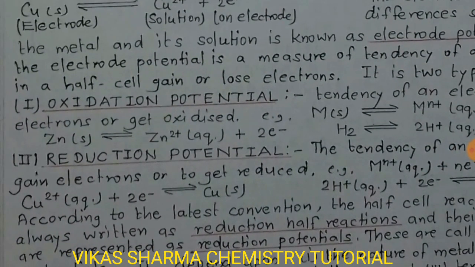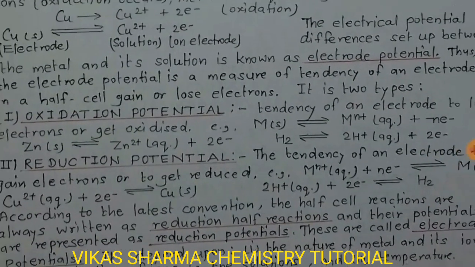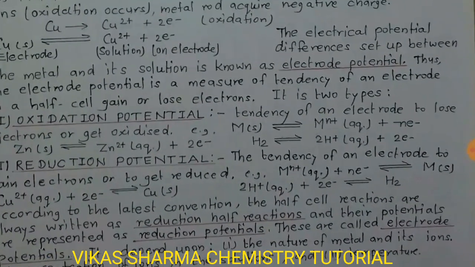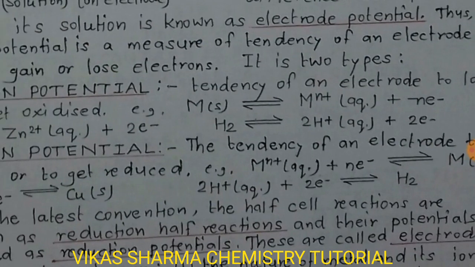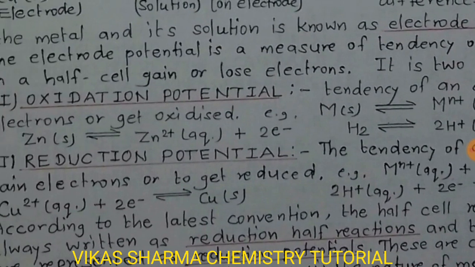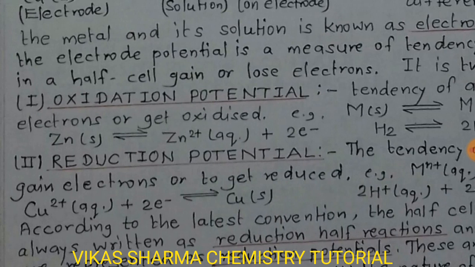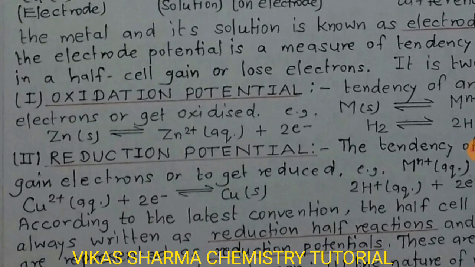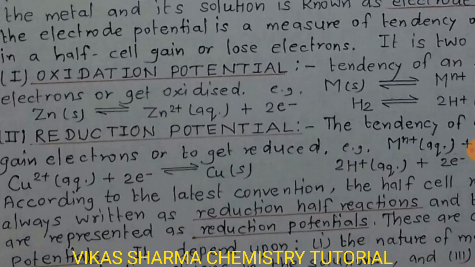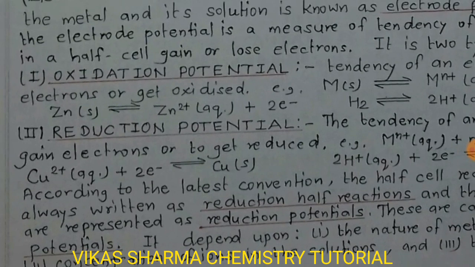Students, the second condition is reduction potential, the tendency of an electrode to gain electrons or to get reduced. For example, iron ions gain electrons and convert into the metal, which is deposited on the other side. For example, in a Daniell cell, copper ion gains 2 electrons and deposits, at the reduction potential. So student, in oxidation potential the electrons are lost, and in reduction potential the electrons are gained.